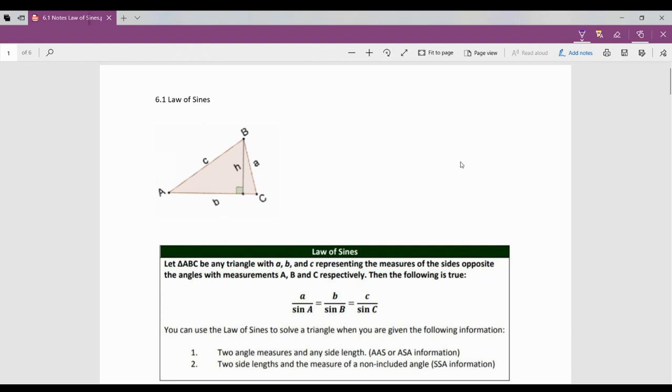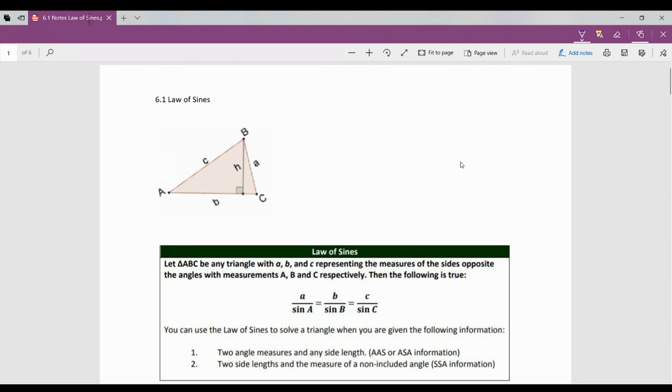Hi guys, so today we are going to start on the new section, which is going to be law of sines, and the following section is going to be law of cosines. So today I'm just going to show you where this formula comes from, because I like to always give you guys a little bit of background knowledge.